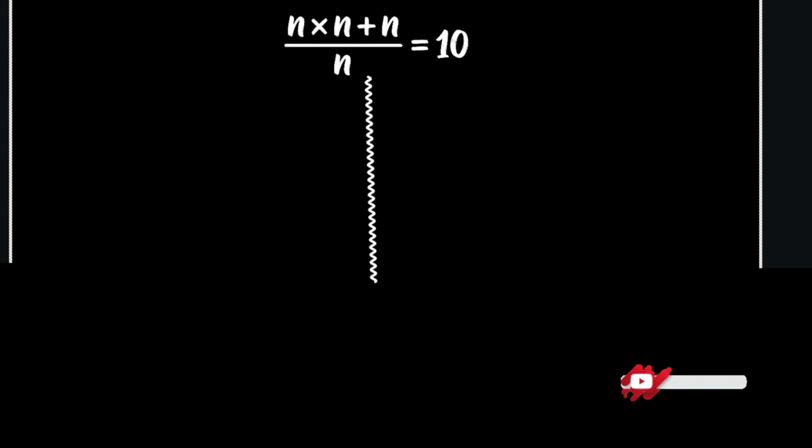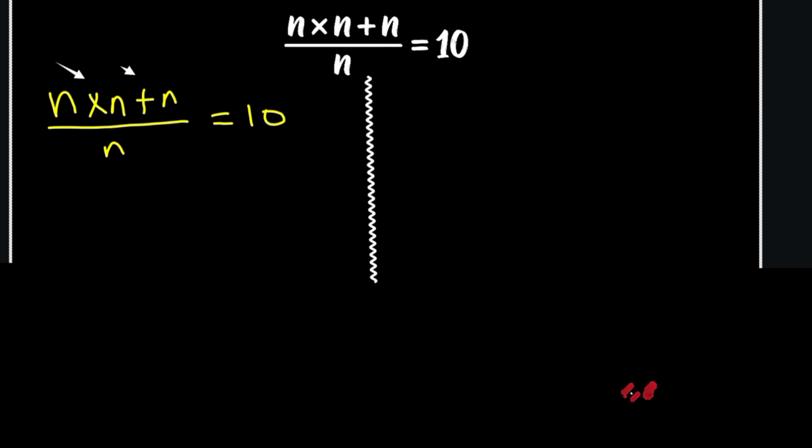There is a mistake that a lot of people make when trying to solve this problem. To solve this problem, we need to take note of the order of operation, which is very important. Following the order of operation, we are to multiply first before we add. Don't be tempted to add n plus n. That will be a mathematical error.